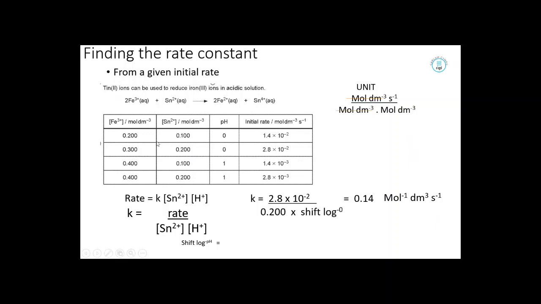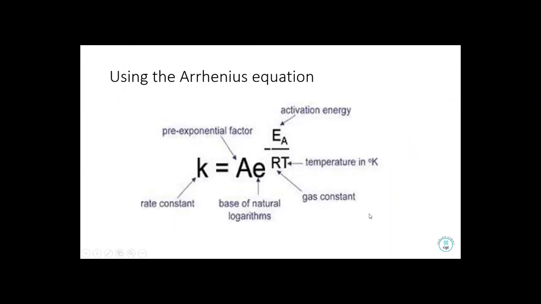You can pick any line, try it yourself. Maybe pick this line here, work out your H plus concentration by doing shift log minus pH, and then plug your values in using your rate equation after you've rearranged it, and you should come out with 0.14 again. You can pick any line you like.